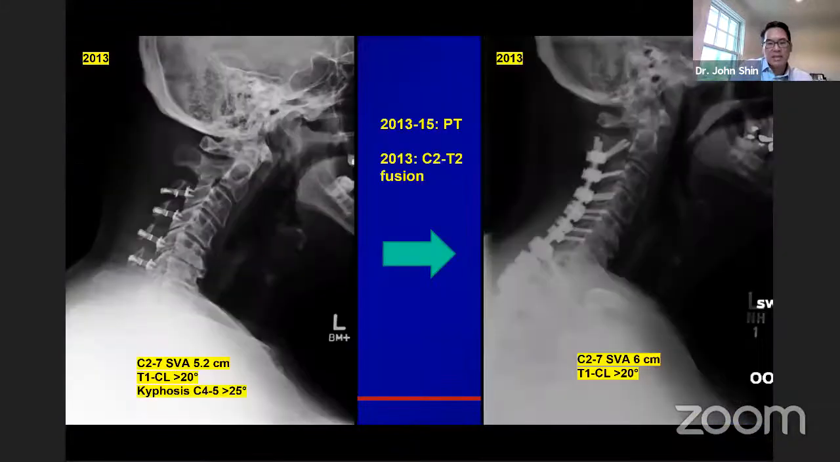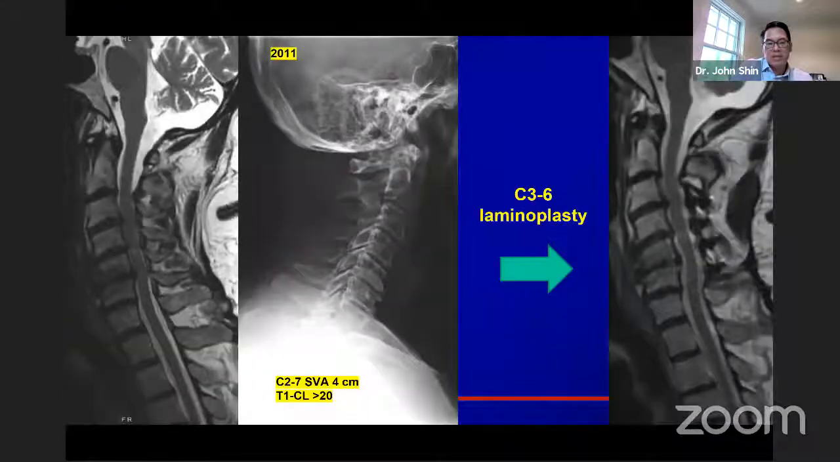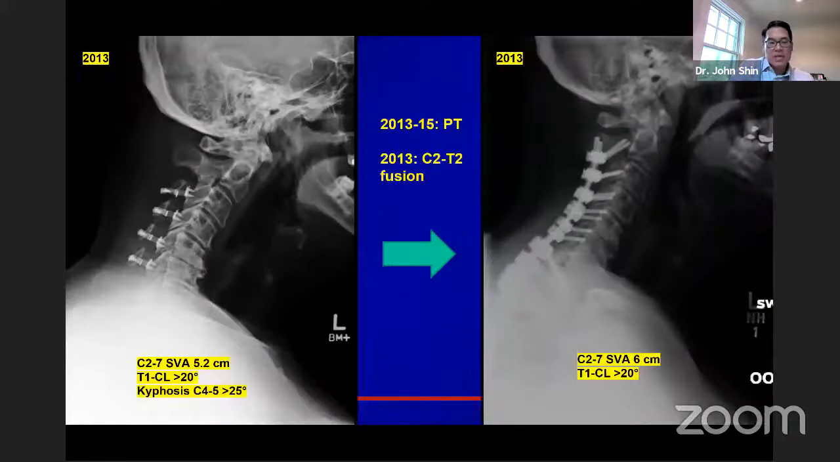My last case here is basically a patient who underwent laminoplasty, and I have a video I'm going to show. So this is a patient who underwent laminoplasty, right? Very good operation for stenosis almost a decade ago, out of state, comes in basically with kyphosis, more neck pain. That SVA is now more than 4 centimeters. T1 cervical lordosis is greater than 20 degrees. Kyphosis more than 25 degrees.